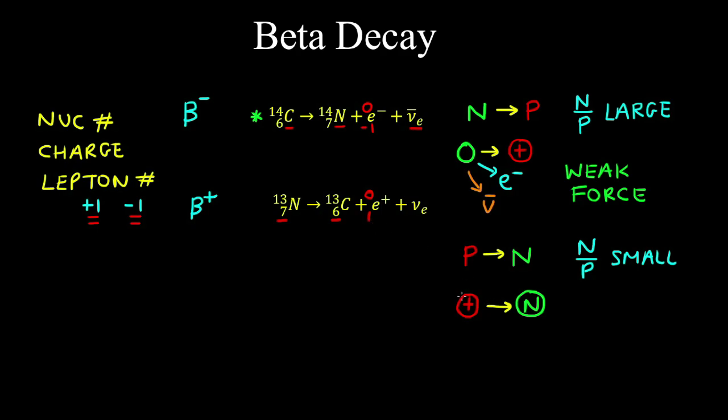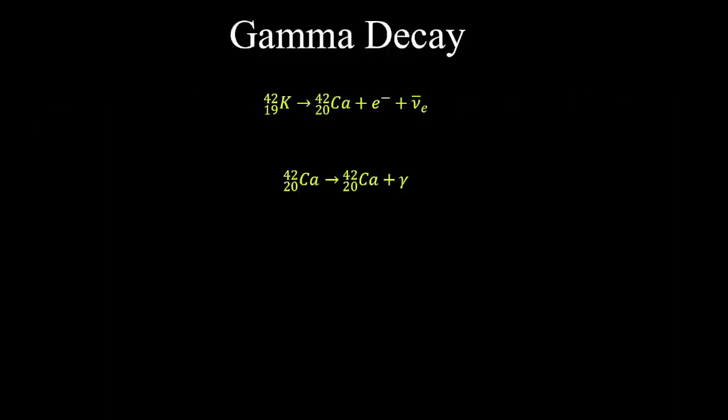So therefore when a proton transforms to a neutron, a positron is released, and then an electron-neutrino is also ejected from the nucleus. So that's the difference between beta minus and beta plus decay.